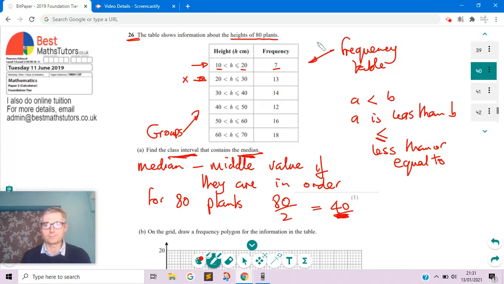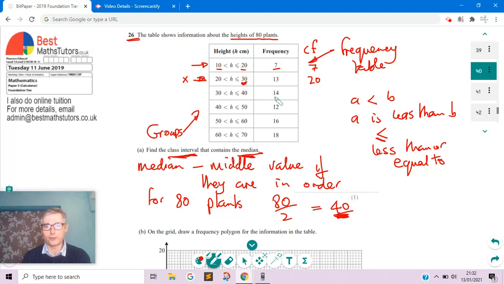So what we can do is what's called a cumulative frequency. So I'll call that CF. That is where we keep adding up the numbers in the frequency column. The first one would be 7. Then if we add the 13 and the 7, we get 20. That's like saying there were 20 plants that were less than or equal to 30. So 20 of the plants had a height less than or equal to 30.